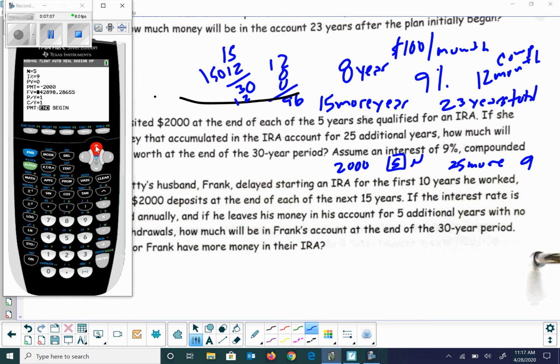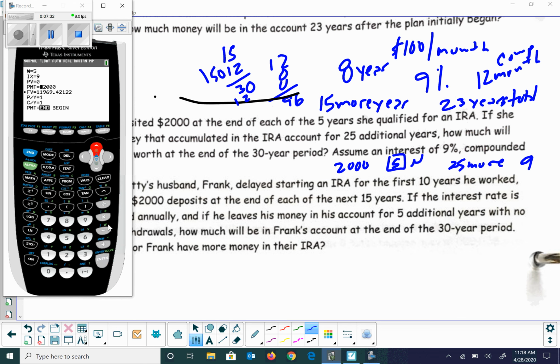So when you arrow up to C/Y, we're going to change our future value. We're not going to know that, and we're going to go to alpha solve. And so that would tell her that at the end of 5 years, she has $11,969.42.